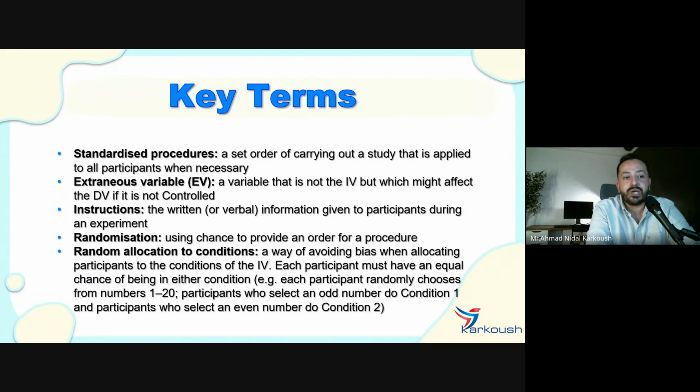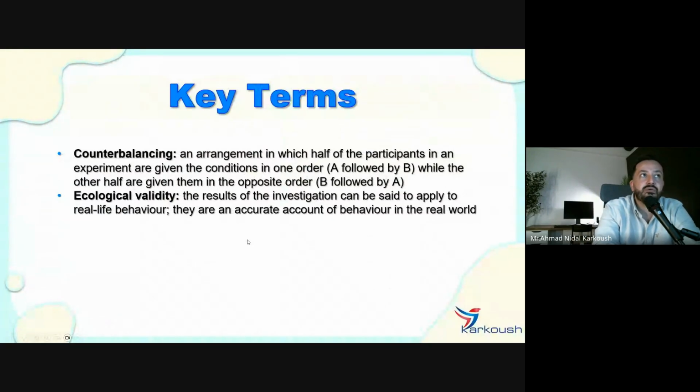Mariam says, can I look at the null hypothesis like a motivation to get the whole thing started? Yes, you can. So we move on to counterbalancing, which is an arrangement in which half of the participants in an experiment are given conditions in one order, and the other participants are given the conditions in the opposite order, so that we mitigate the impact of the order.